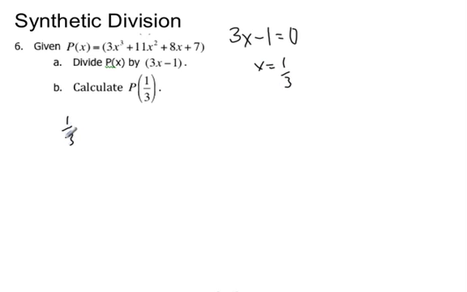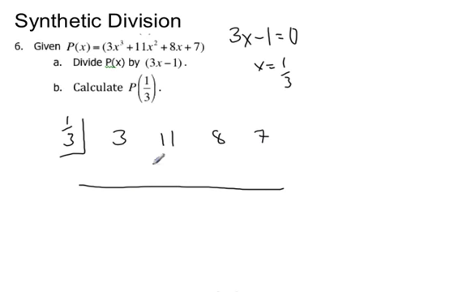So I'm going to go 1/3, put it in a little square here, and then I'm going to look at all the coefficients here. So I get 3, 11, 8, and 7. Line here, I'm going to write down the 3, and I'm just going to multiply and add. So 3 times 1/3 is 1. Add them, I get 12. 1/3 times 12 gives me 4. 8 plus 4 gives me 12. Again, I get a 4, add them up, and I get 11.